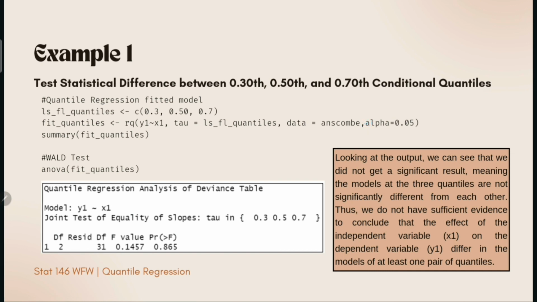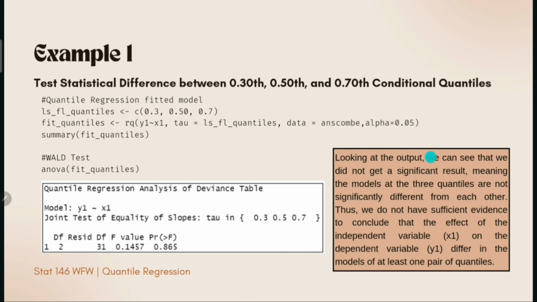After running the test, ito yung nakuha nating output and makikita natin na yung p-value niya, which is 0.865, ay mas malaki sa ating alpha na 0.05. So this confirms na hindi talaga significantly different yung quantile regression sa OLS in this example.